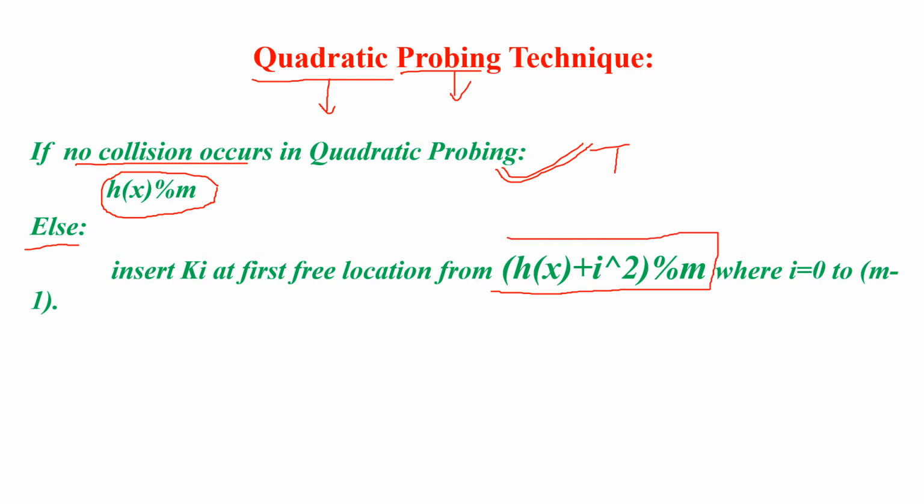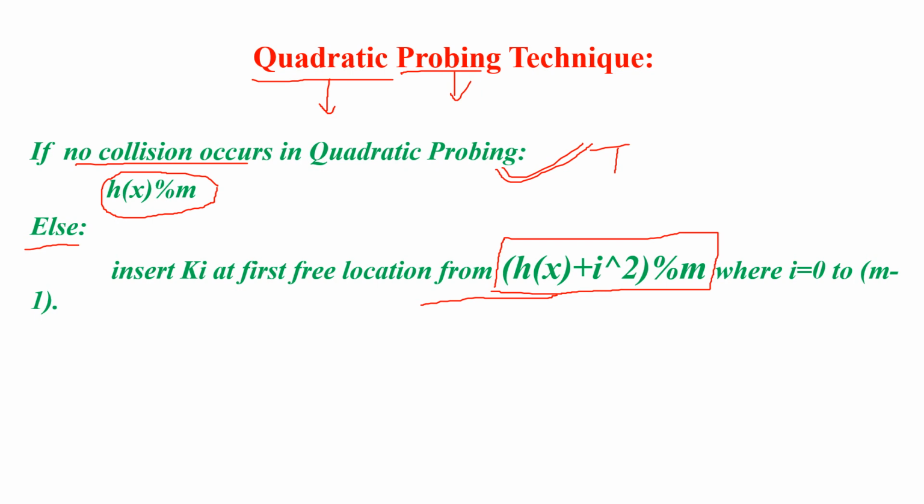You have to calculate the index of the given hash function plus i squared, modulus table size, where i value is 0 to m minus 1, meaning table size minus 1. So you apply this formula for quadratic probing, because the name quadratic says you will check the squared index.